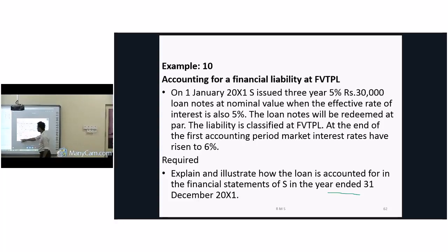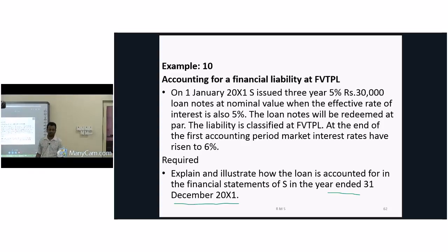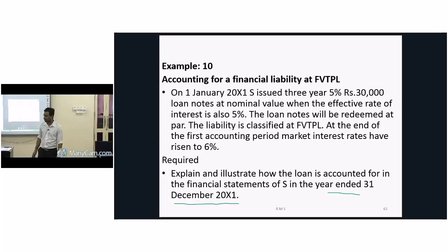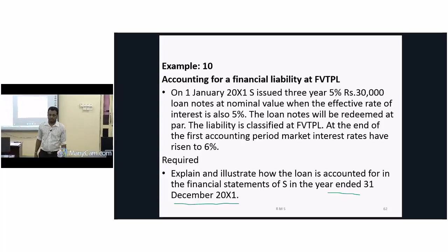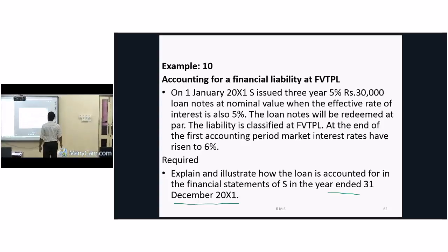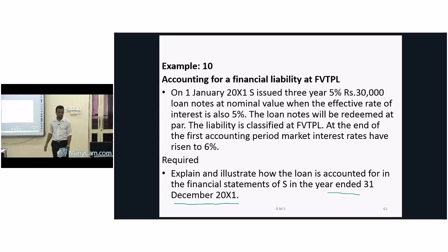At the beginning, what is your financial liability? You get cash 30,000, no discount, nothing. This is easy. Then remember, you should know how to calculate the effective interest rate, because here the effective interest rate is also 5%. Why? There is no cost, no interest, no issue cost, no discount, no premium, nothing. Understand?